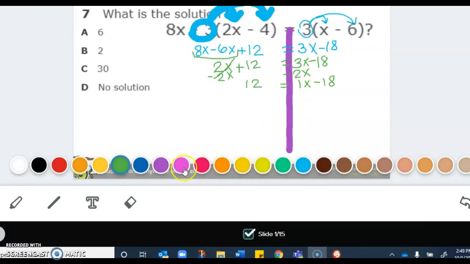minus 18. I'm going to do plus 18 on both sides. Plus 18, because I'm doing the opposite. Plus 18. It simplifies on this side to be 0, so I'm left with 1x equals 30. If I divide by 1 on both sides, I get x equals 30. So our answer is C. Go ahead and make the correction on your Unit 1 overview.